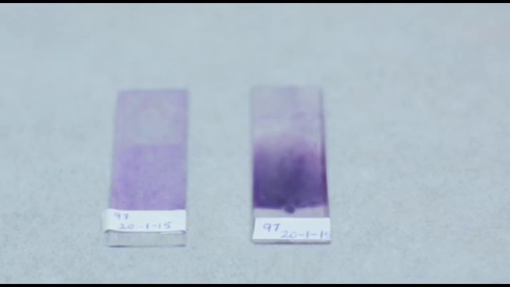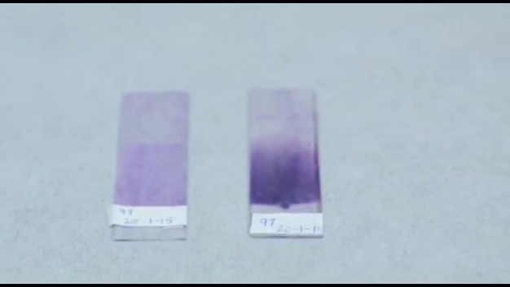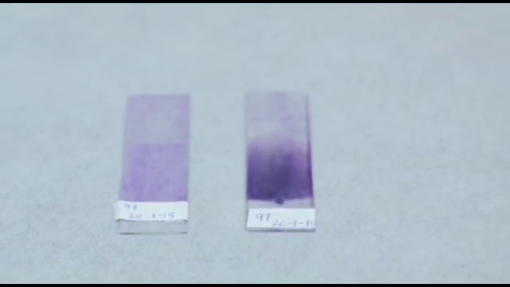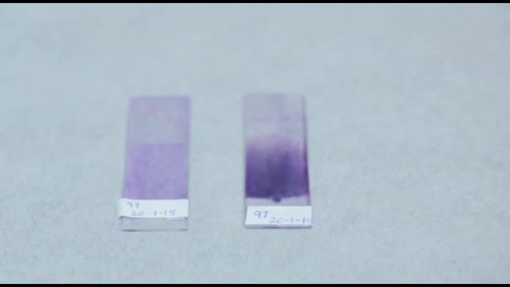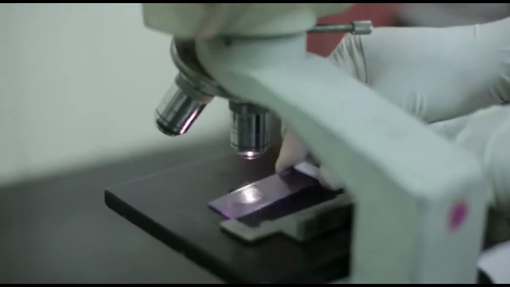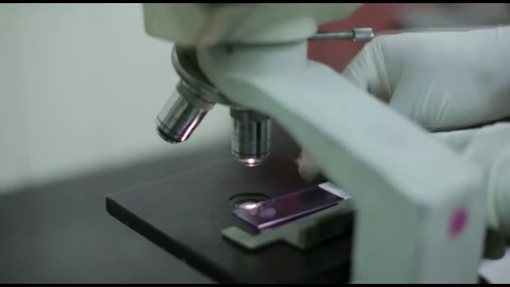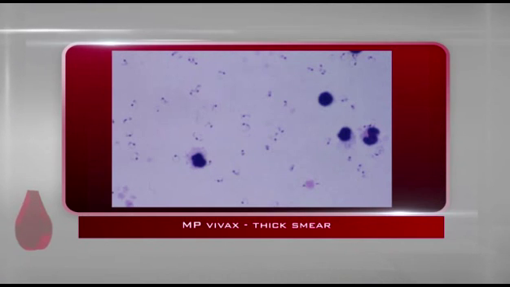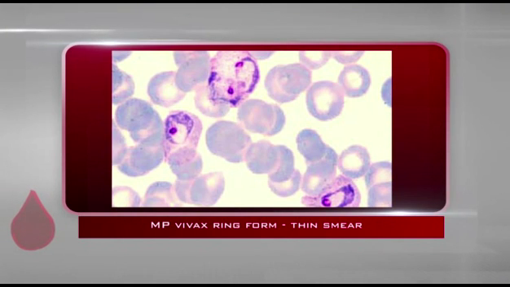Thick smears are used for detection of malarial parasites and thin smears for identification of species. Ideally, thick smears are examined for a minimum of 200 oil immersion fields by using 100x objective. If there is evidence of malarial parasite in the thick smear, identify the species by examining the thin smear. Now, let us see some pictures of malarial parasites in the peripheral blood smear.